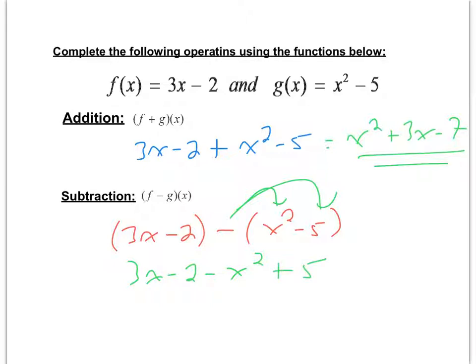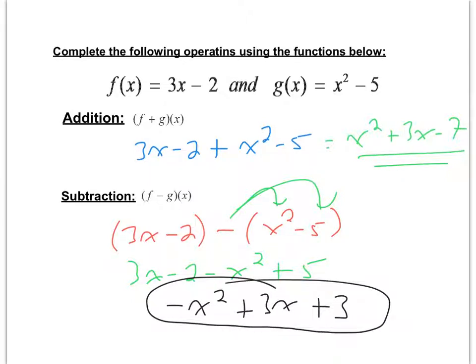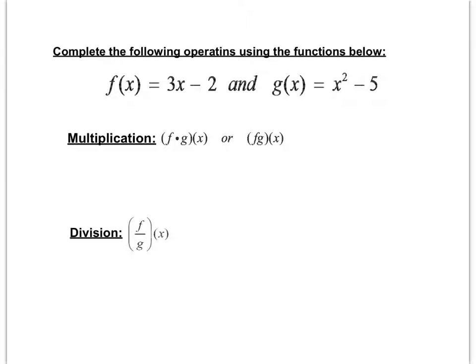So I'm going to have, when I'm all said and done here, do it in black, negative x squared plus 3x minus 2 plus 5 is plus 3. Boom. There is f of x minus g of x, which is f minus g of x. Alright, you guys try these two.